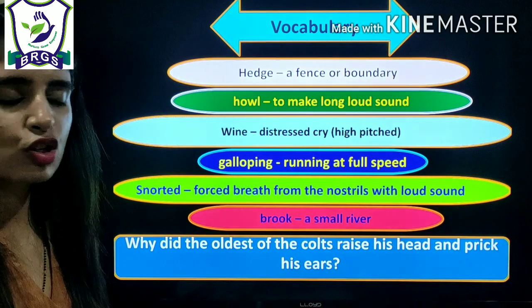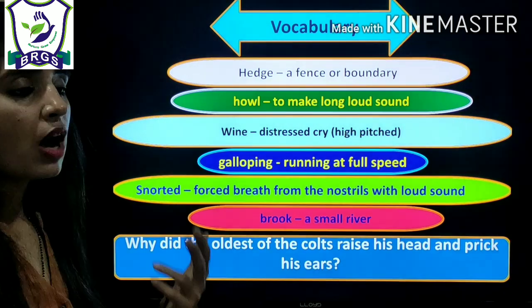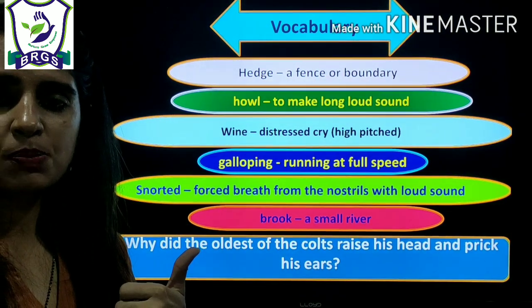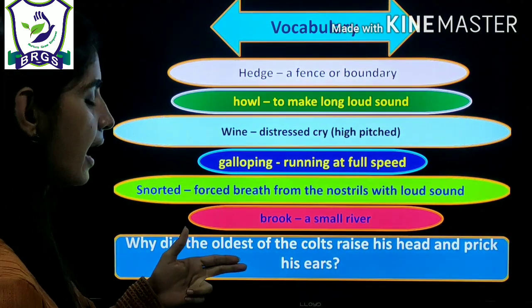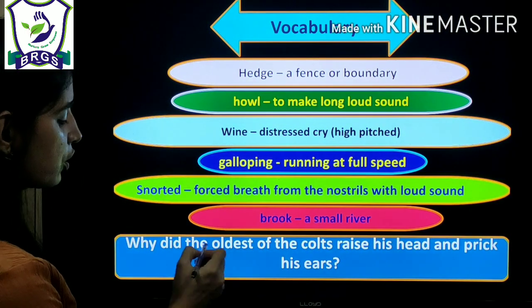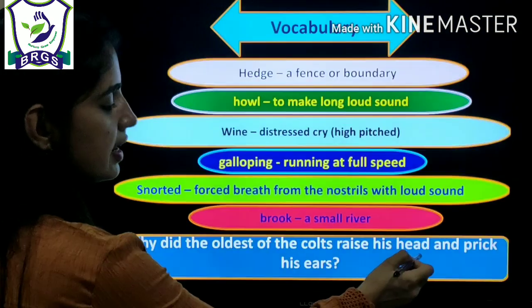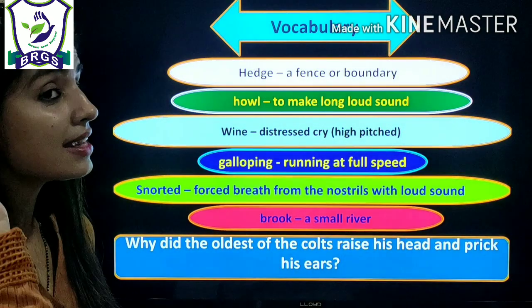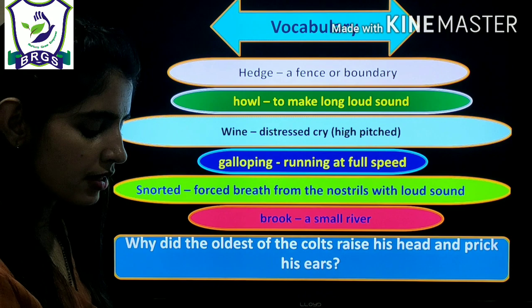Now, time for the question. Earlier I asked 2 questions for the first part. Now for the second part, I have only 1 question and you have to answer. Why did the oldest of the colts raise his head and prick his ear? Yes, you know very well.